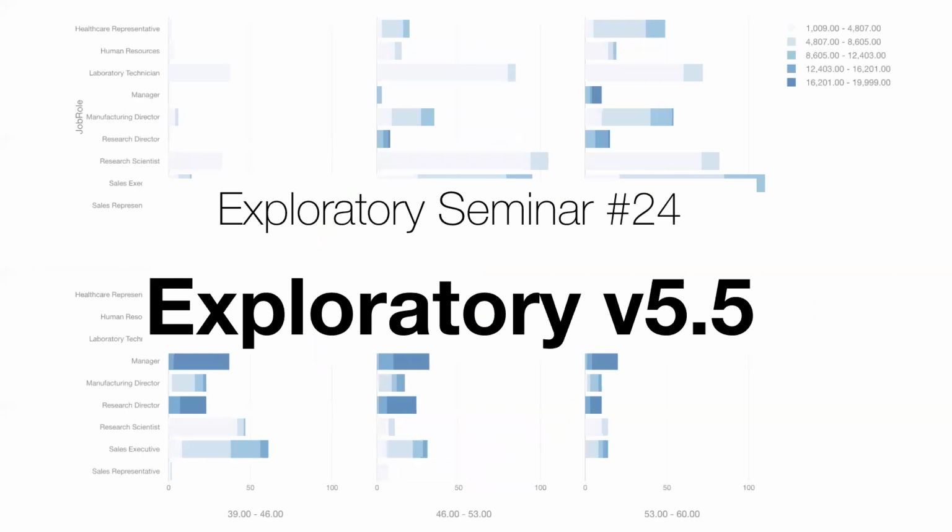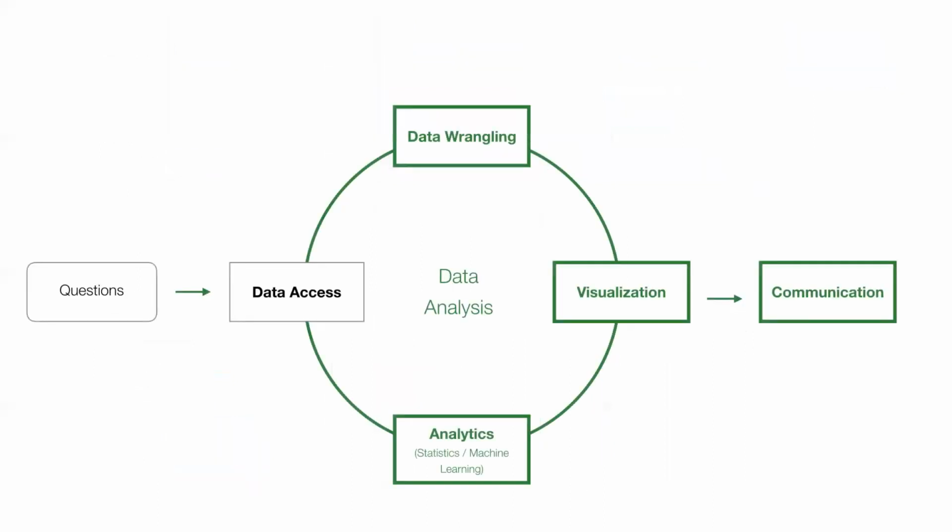Okay, so having said that, let's get started with the main part of this seminar. In Exploratory Seminar number 24, I'd like to introduce Exploratory version 5.5. There are many new features, enhancements and bug fixes, but mainly I'd like to talk about the new features and enhancements in four areas: data wrangling, visualization, analytics, and communication. So let's start with data wrangling.